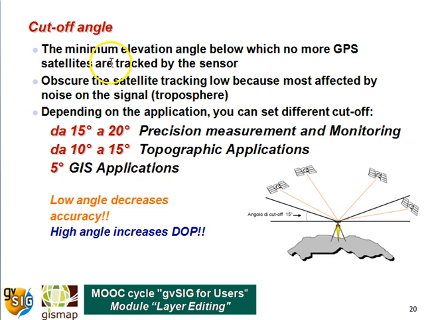Then when I make some field survey, I can also set up a cutoff angle, and it's the minimum elevation angle below which no more GPS satellites are tracked by the sensor. So it excludes low satellite tracking, because it is most affected by noise of the signal due to the troposphere. And so I can set up my cutoff according to the application. Let's say if I want some precision measurement and monitoring, I can set up a cutoff between 15 and 20, for topographic application from 10 to 15, and for general application, I can set up a 5. So the low angle decreases accuracy and the high angle increases the DOP.